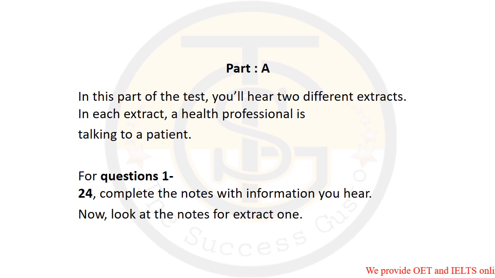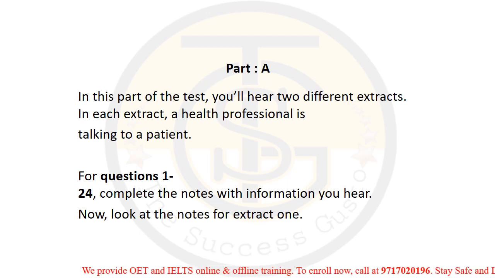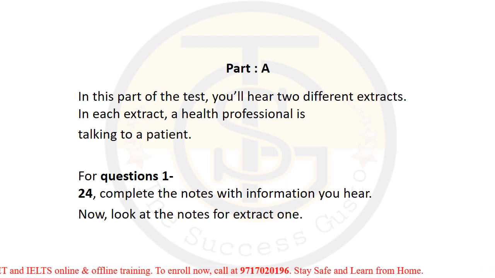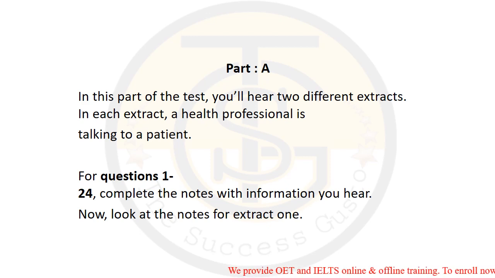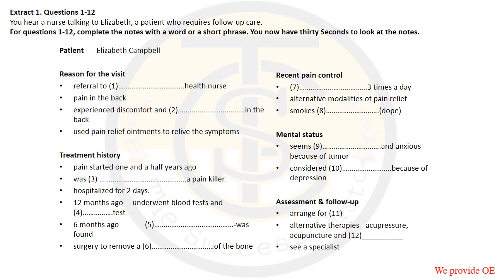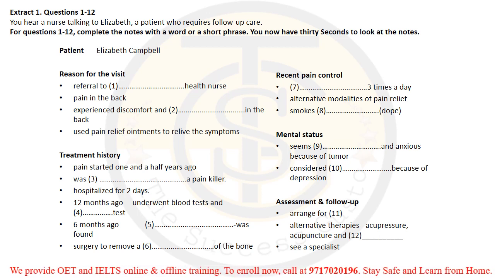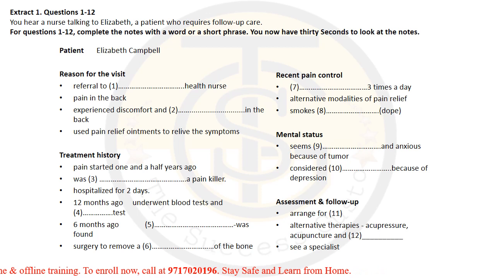Part A. In this part of the test, you'll hear 2 different extracts. In each extract, a health professional is talking to a patient. For questions 1 to 24, complete the notes with information you hear. Now look at the notes for extract 1. Extract 1, questions 1 to 12. For questions 1 to 12, complete the notes with a word or short phrase. You now have 30 seconds to look at the notes.